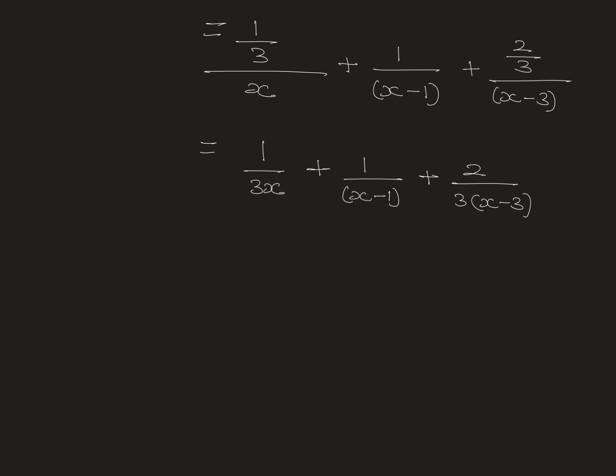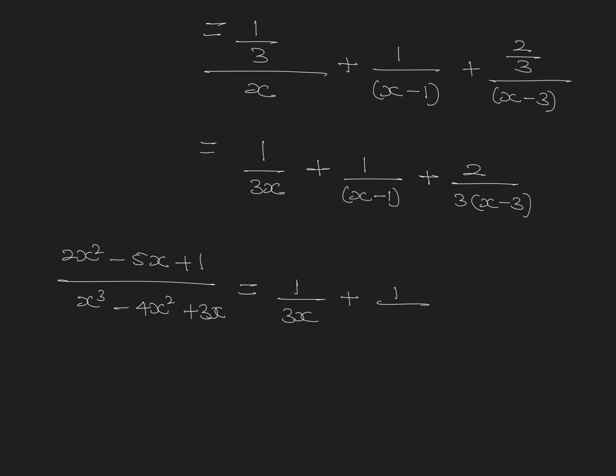So to finalize, we'll say 2x squared minus 5x plus 1 all over x cubed minus 4x squared plus 3x is equal to 1 over 3x plus 1 over x minus 1 plus 2 over 3 into x minus 3 as a partial fraction.